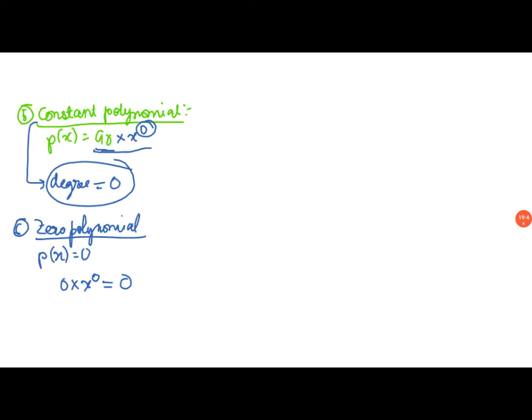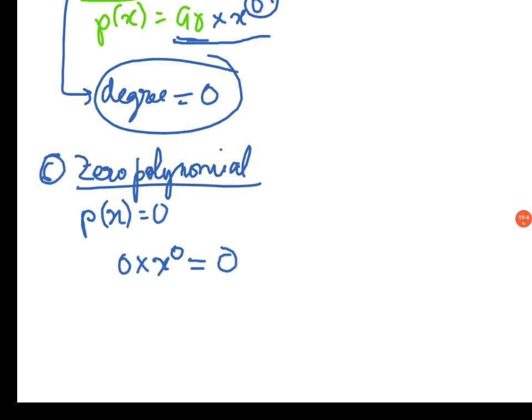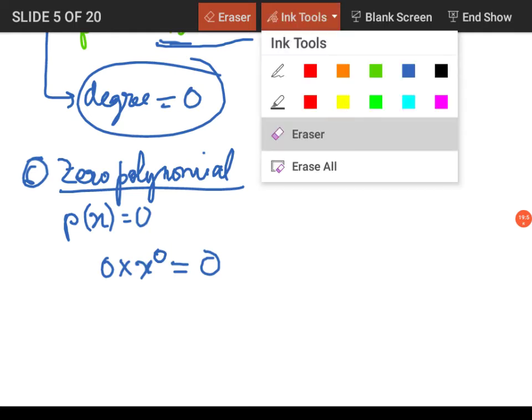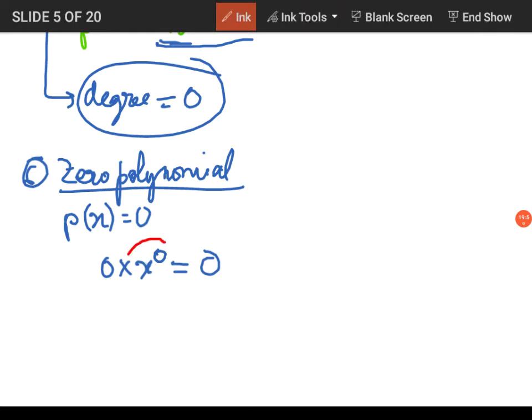So here, no doubt this is the highest power of x in this polynomial, but the second condition is not satisfied, that the coefficient of this cannot be 0, but here it is 0. So what we can say is that the degree is undefined here.